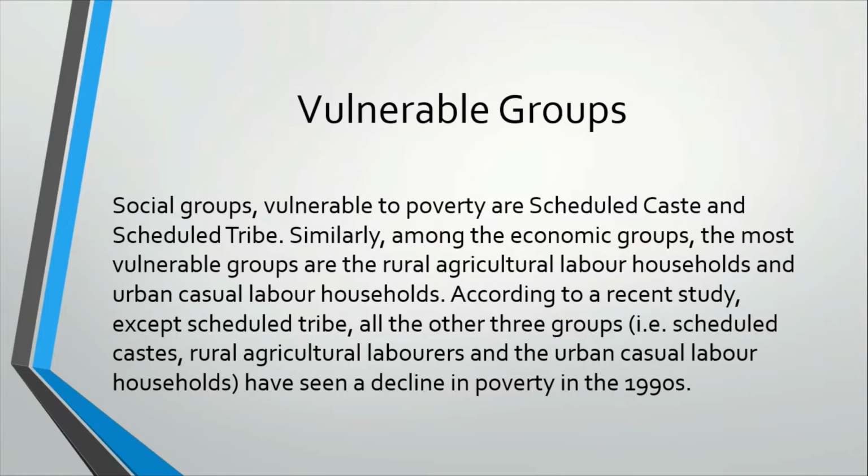Vulnerable groups. Social groups vulnerable to poverty are scheduled caste and scheduled tribe. Similarly, among the economic groups, the most vulnerable groups are the rural agricultural labor households and urban casual labor households. According to a recent study, except scheduled tribe, all the other three groups, that is scheduled caste, rural agricultural laborers and urban casual labor households, have seen a decline in poverty in the 1990s.